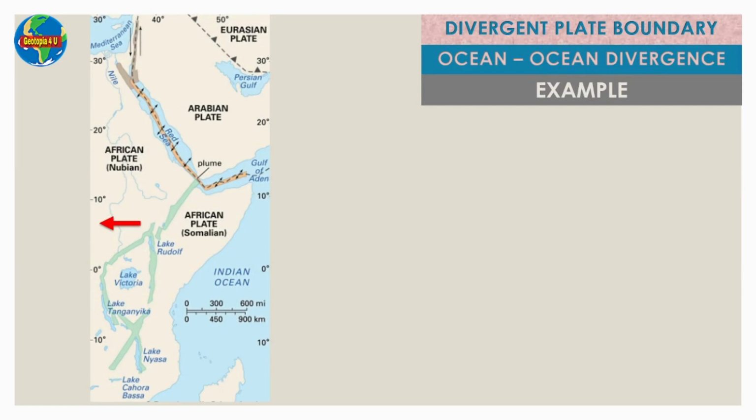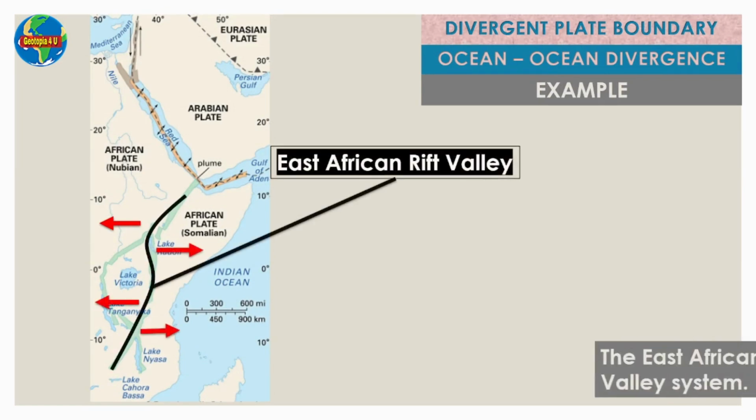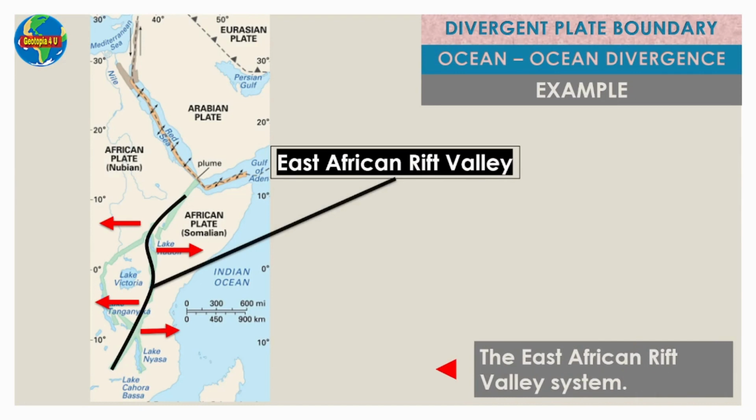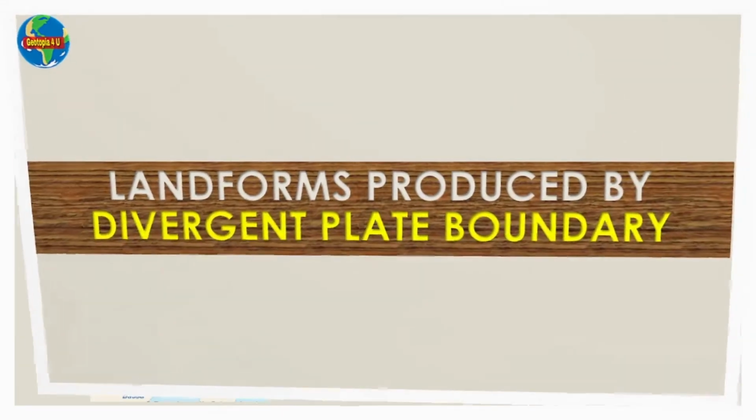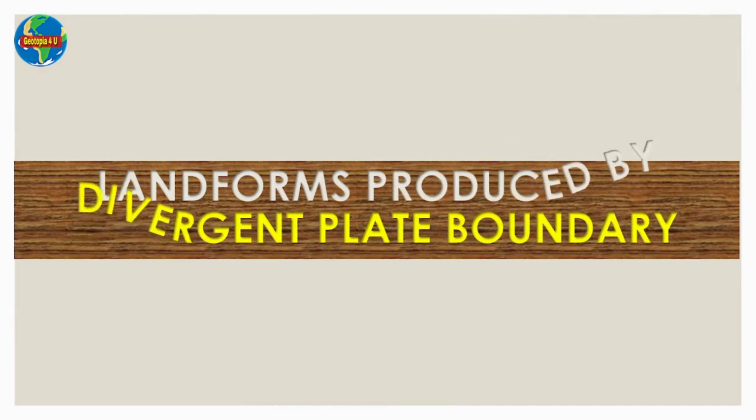Example. In this picture, you can notice the formation of the East African Rift Valley, which runs from Ethiopia in the north to Mozambique in the south. Landforms produced by divergent plate boundary.